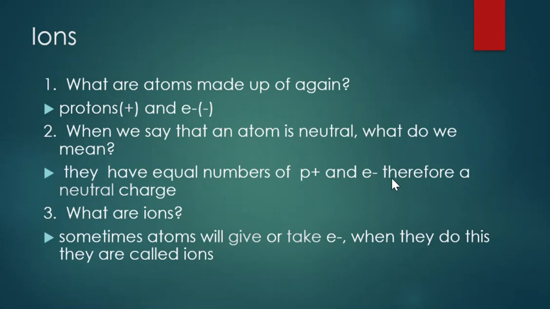So an atom has an equal number of protons and electrons. An ion will either be a positive thing or a negative thing, depending on whether it gained electrons or lost electrons.